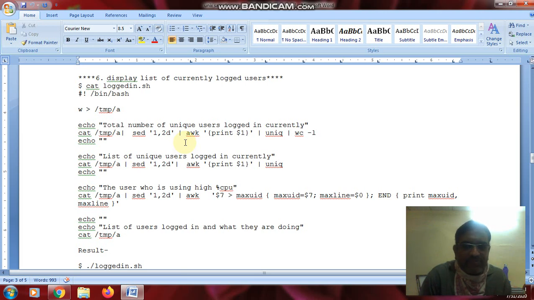Why is it defined as unique users? Because each user has a separate ID. You have a separate ID, I have a separate ID, let us take someone else, they have a separate ID. Okay, so all have separate IDs. That is the reason I have considered the total number of unique users logged in currently.